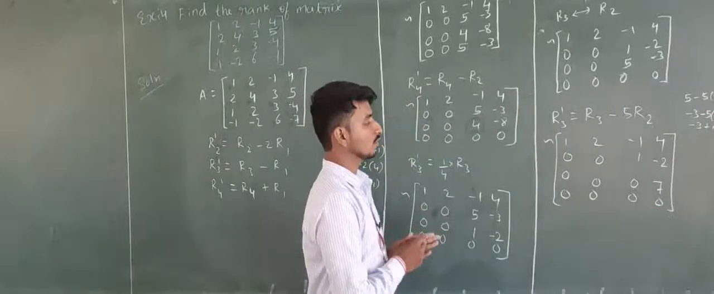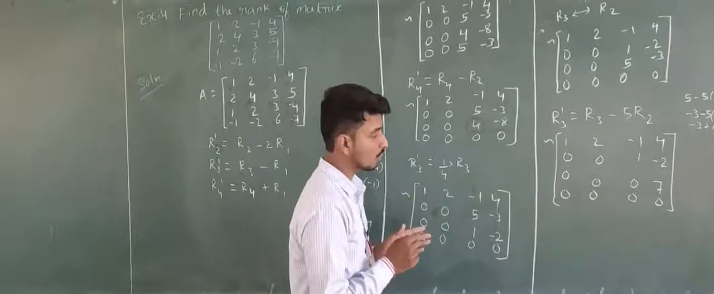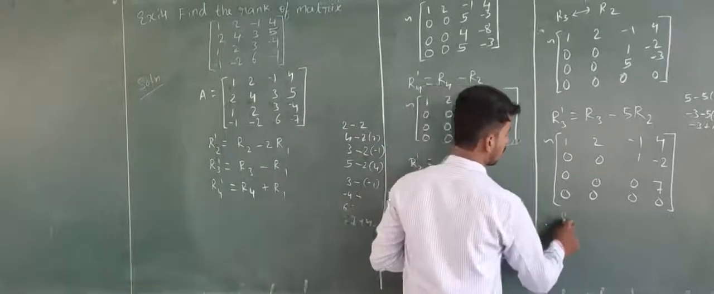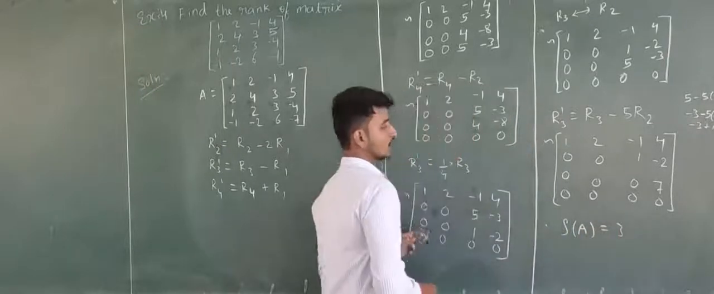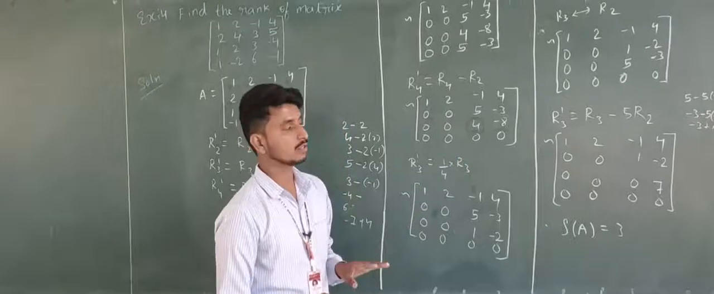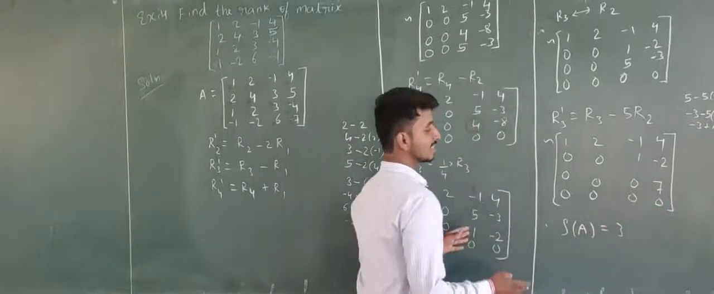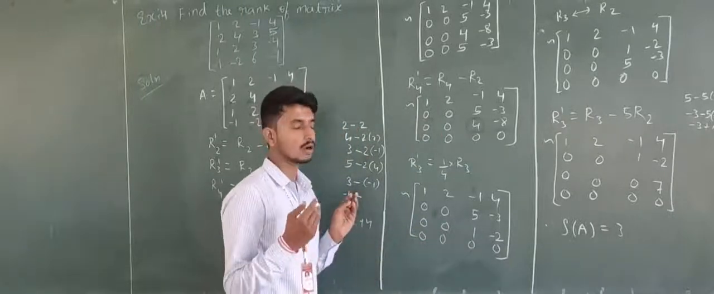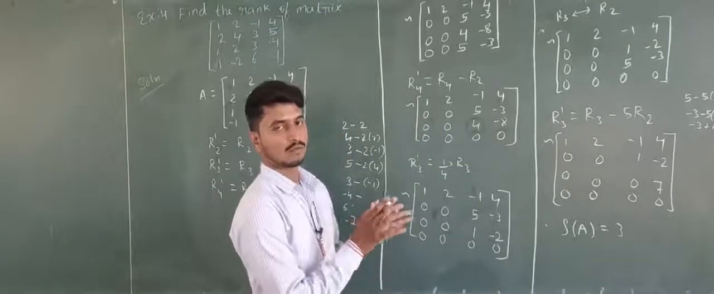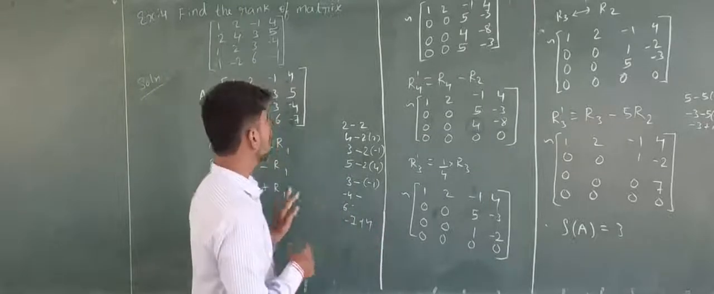Therefore, the rank of matrix A will be 3, because it has 3 non-zero rows. We can make this also 1, but this is not necessary. We are just finding the rank of the matrix, and here we want only the number of non-zero rows, which is nothing but the rank of the matrix.